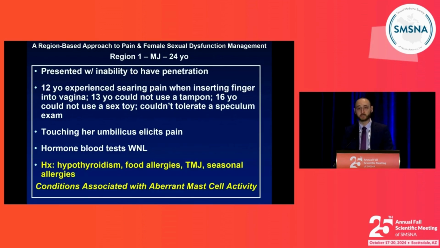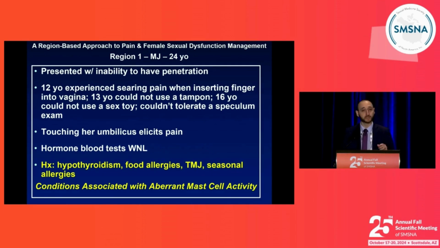We'll start with MJ, who is a 24-year-old who presented with the inability to have penetration. At 12 years old, she had searing pain inserting a finger into the vagina. At 13, she could not use a tampon. At 16, she could not use a sex toy, and she could never tolerate a speculum exam. Touching her umbilicus elicits pain.